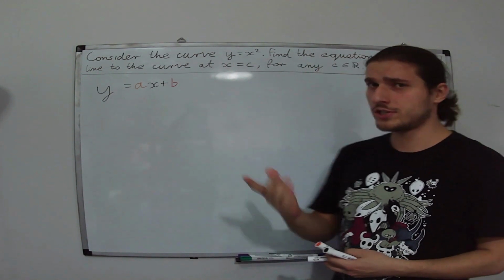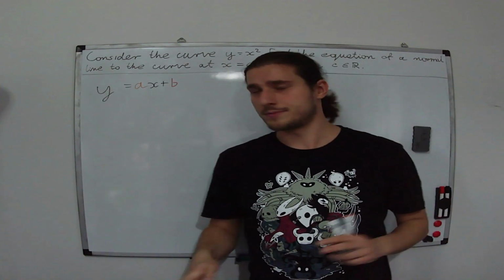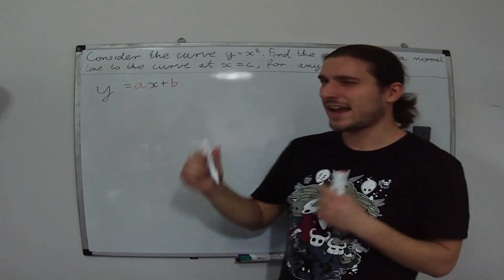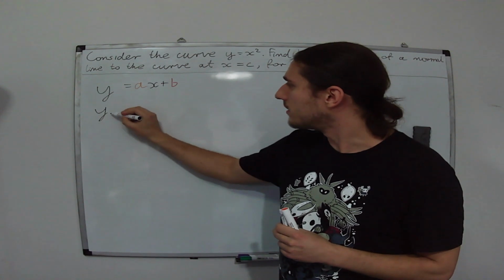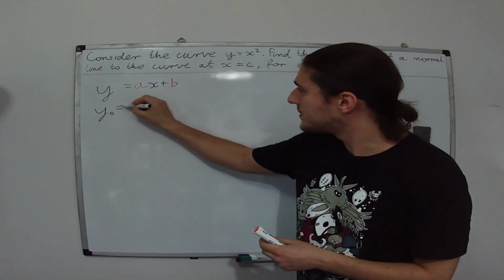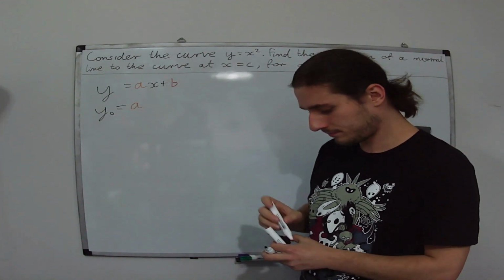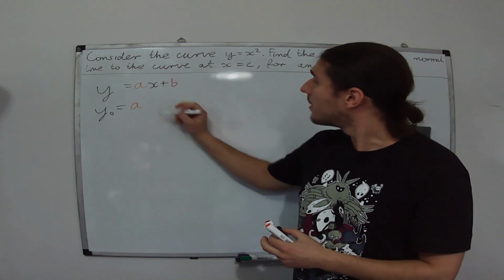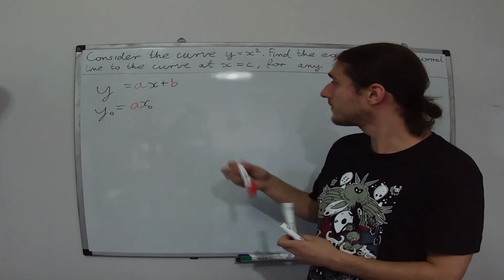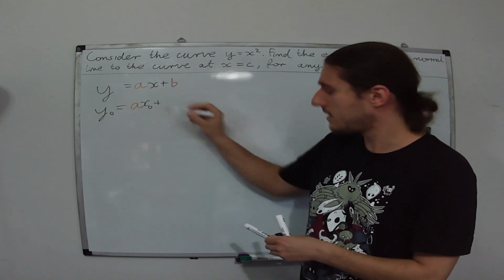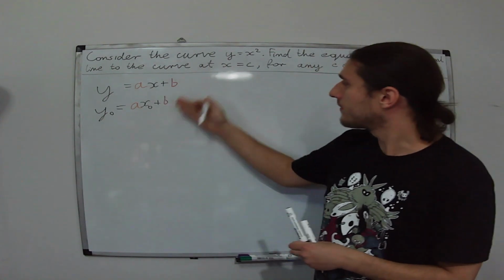Well, let's consider a line which has the same gradient, but it passes through a certain point. Let's call that point x null and y null. So y null will equal, the gradient is the same, a, x null is our x, and also the y-intercept, even though we don't know it, will also be that.